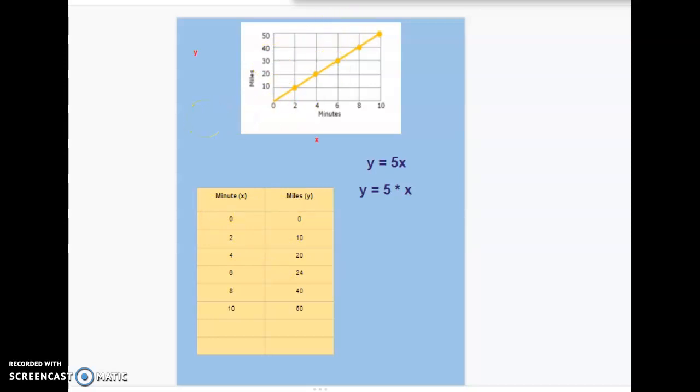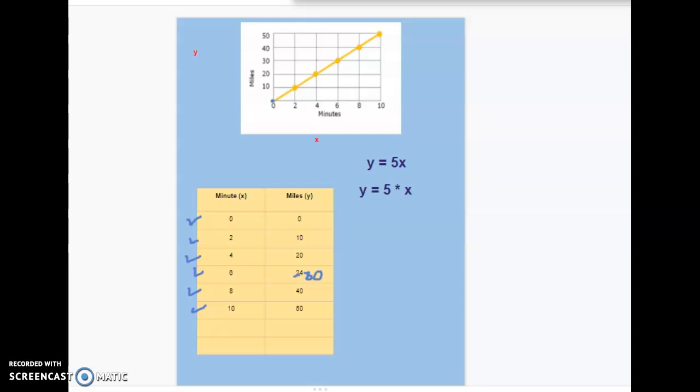So if you look, we can see here is 0, 0. It's right there. X is 2 and y is 10. That would be over 2, up 10. So that's that point. 4 and 20 is this point. 6 and 24 is this point. 8 and 40 is this point. Actually, this should be 6 and 30. I apologize. And then 10 and 50 would be right here.